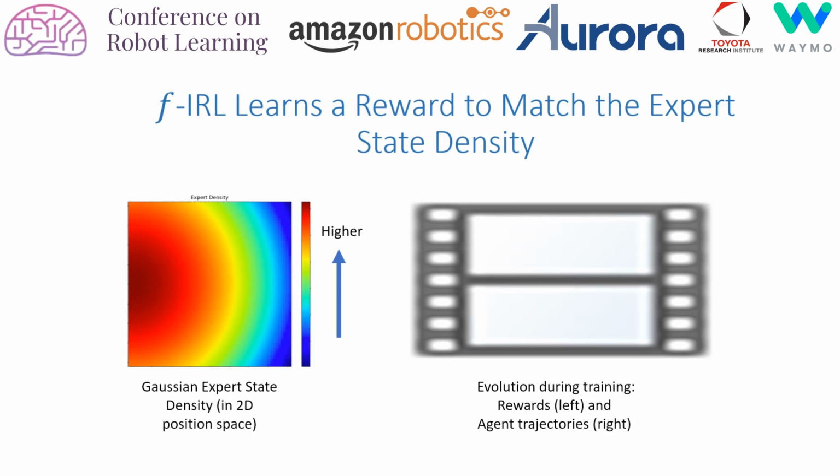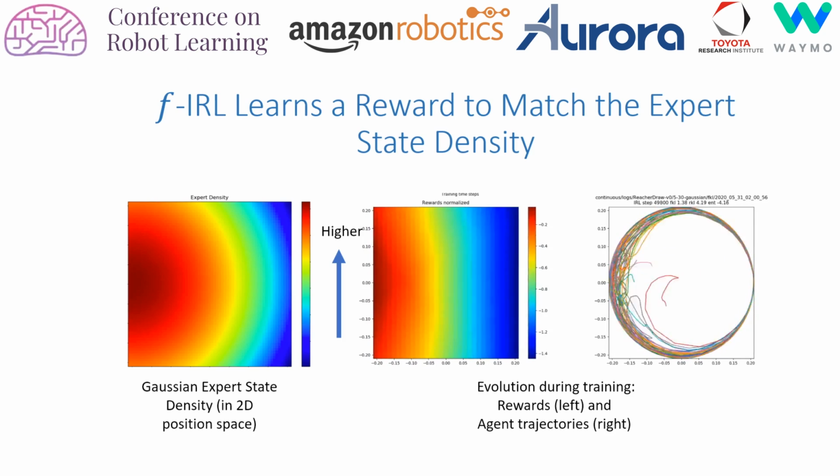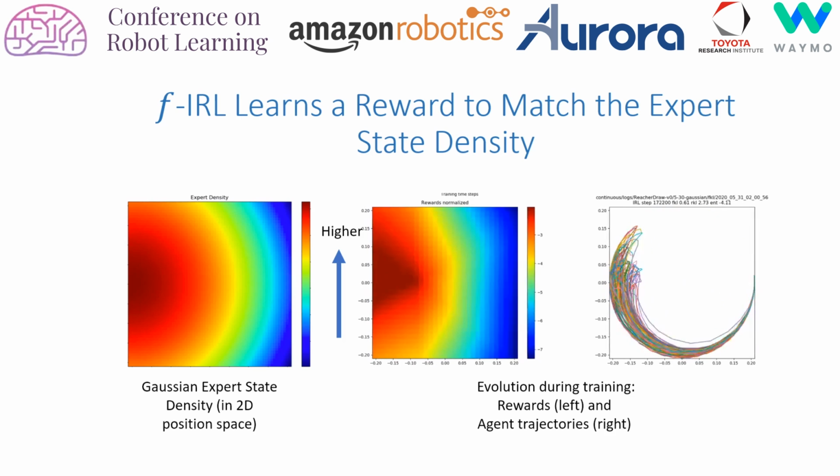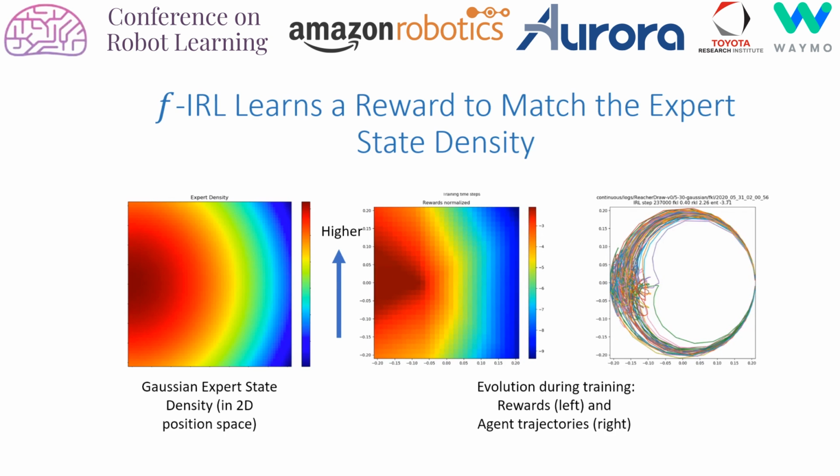We now show how the reward learned by f-IRL evolves during training. The left plot shows the Gaussian expert state marginal that f-IRL tries to match, and in the right video, we show how the reward and the corresponding agent trajectories evolve. As can be seen, f-IRL gradually adapts the reward to focus on the high-density region, and the agent trajectories obtained using the learned reward also go to the high-density expert region, showing that f-IRL can successfully learn reward to match the expert density.